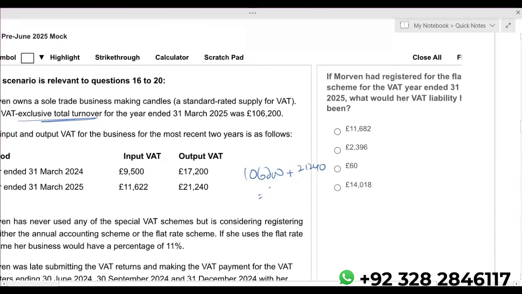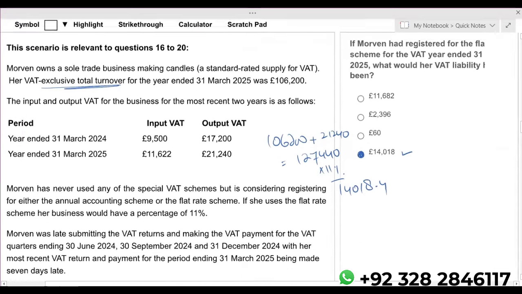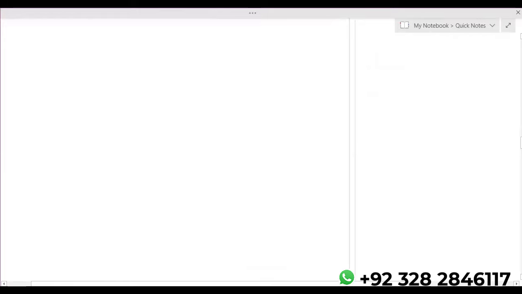So the VAT inclusive value is 1,27,440, multiplied by the flat rate percentage, which is 11%. I'm getting 14,018.4. So first you have to calculate VAT inclusive supplies and then multiply by the flat rate percentage.